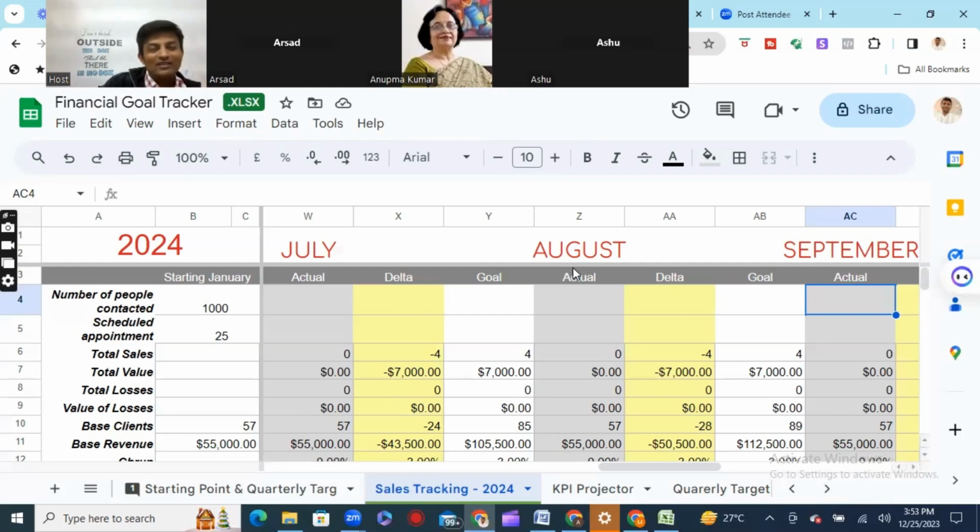For creating the weekly goals, you have to be clear with your yearly goals, then quarterly goals, then monthly goals, then weekly goals, then your daily goals. So your daily action will be done accordingly.